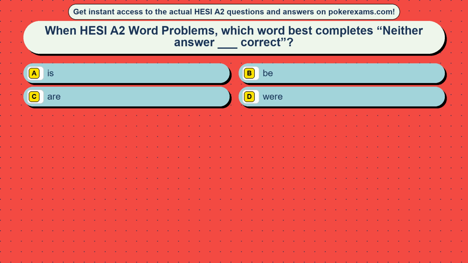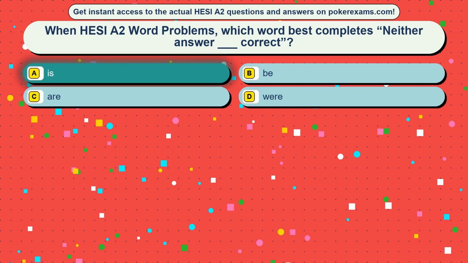Question 19. When HESI A2 Word Problems, which word best completes neither answer blank correct? Option A, is. Option B, be. Option C, bar. Option D, were. The correct answer is option A, is.